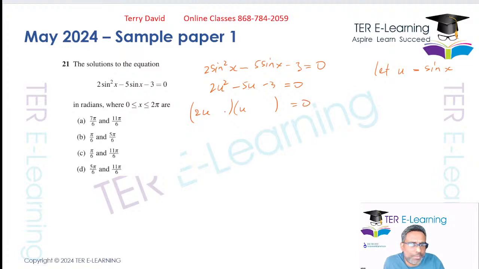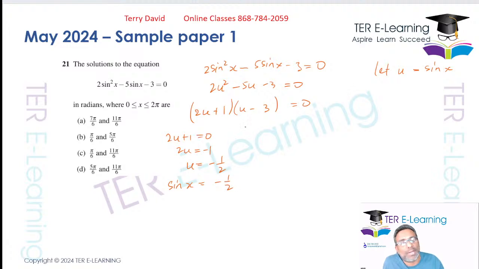All right, let's say 1 and 3 here. You want to get negative 3, but you want to get negative 5, so this will be plus, and this here will be negative. Now, looking like it, okay. So therefore, you can write 2u plus 1 is equal to 0. 2u is equal to negative 1. u is equal to negative a half. So that means that sine x is equal to negative a half.